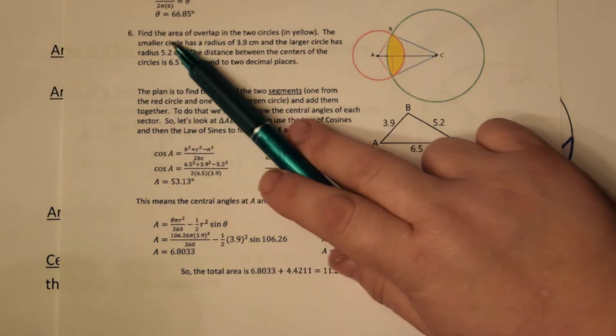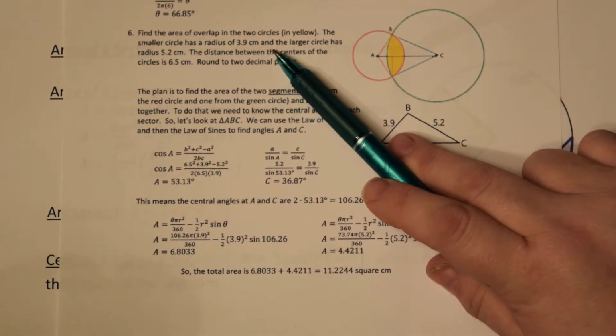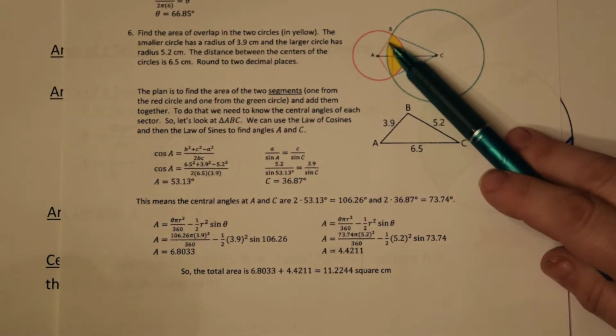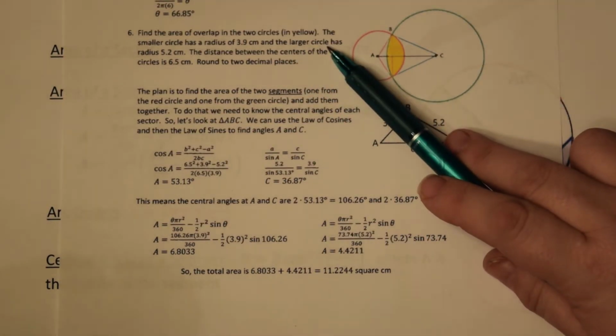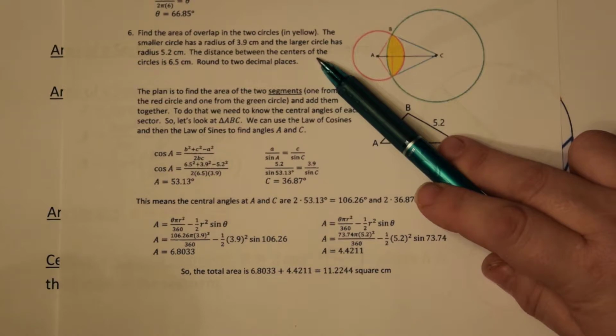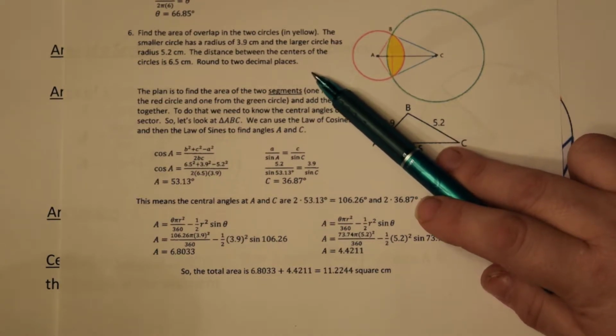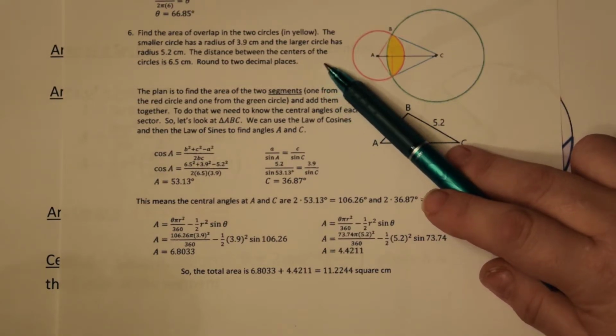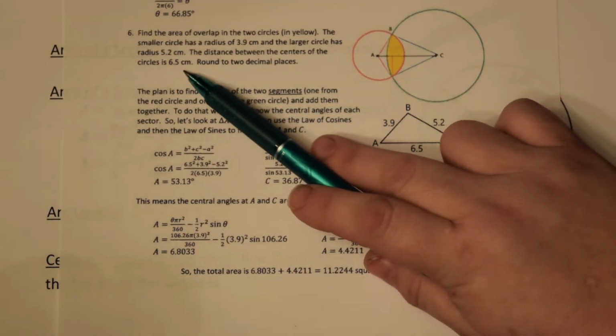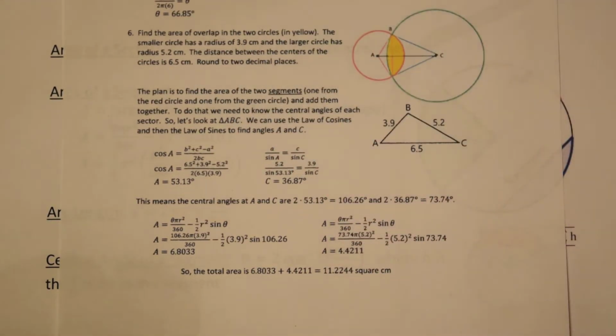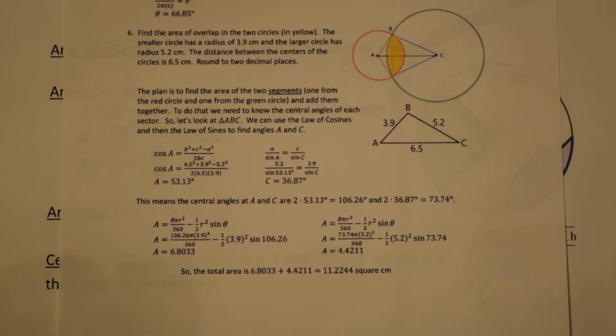It says find the area of overlap in the two circles, which is in yellow. The smaller circle has a radius of 3.9 centimeters and the larger circle has a radius of 5.2 centimeters. The distance between the centers of the circles is 6.5 centimeters, round to 2 decimal places.